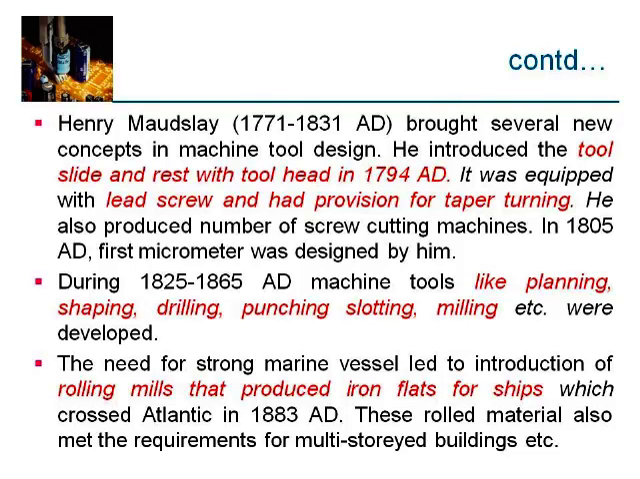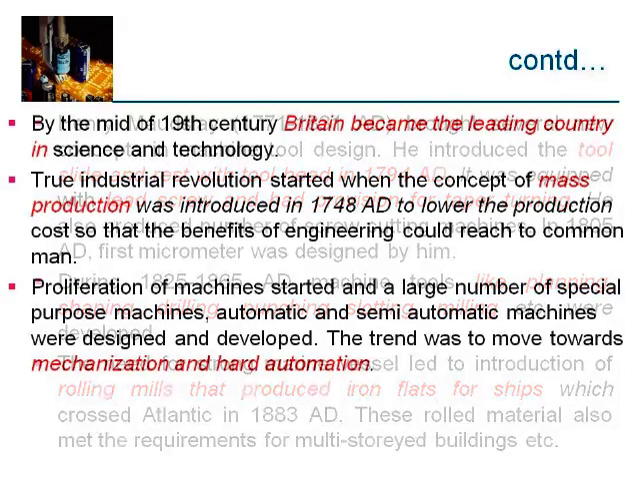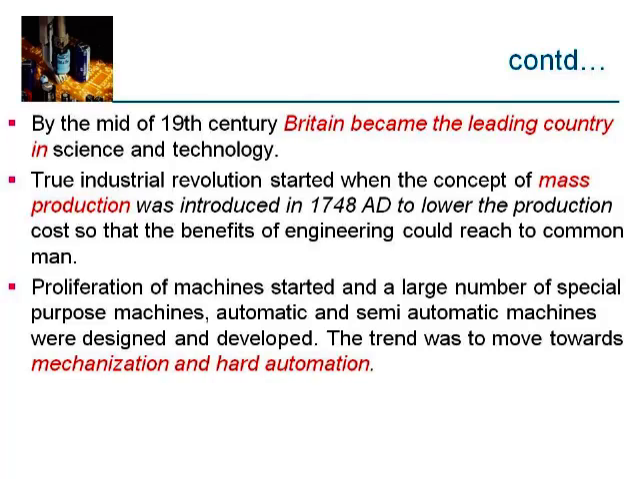During 1825 to 1865 AD, machine tools like planing, shaping, drilling, punching, slotting, milling, etc. were developed. The need for strong marine vessels led to the introduction of rolling mills that produced iron flats for ships, which crossed the Atlantic in 1883 AD. These rolled materials also met the requirements for multi-storied buildings, etc. By the mid 19th century, Britain became the leading country in science and technology.